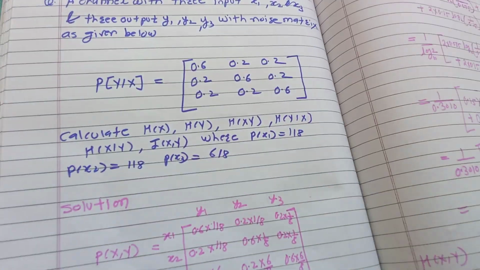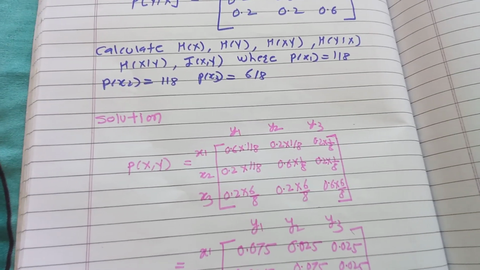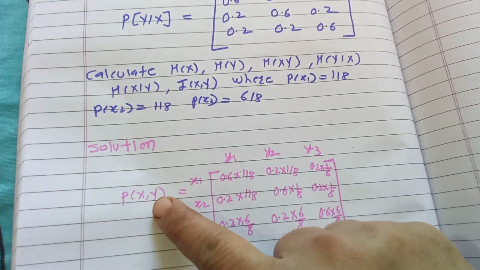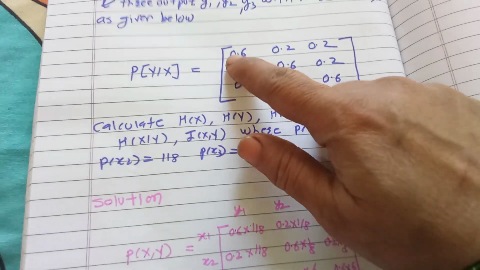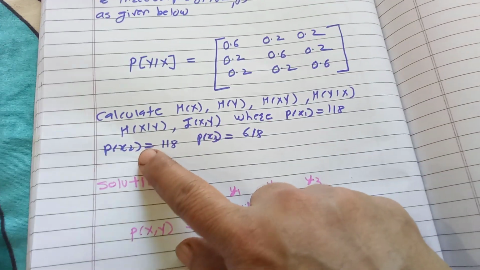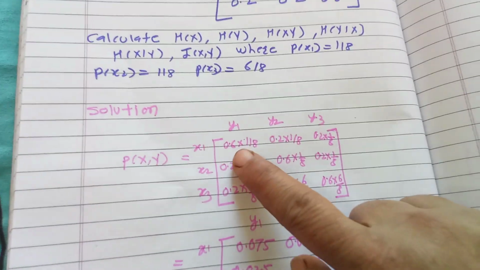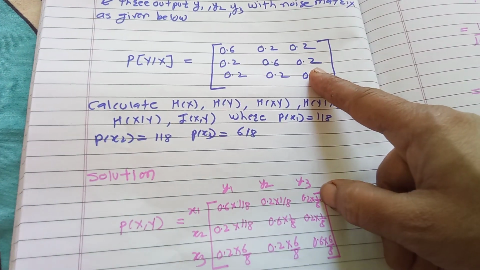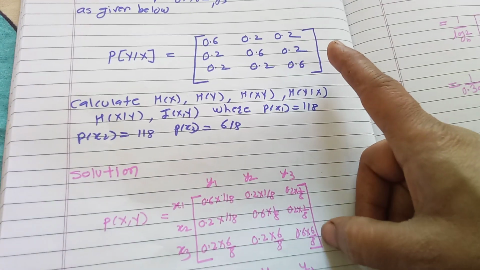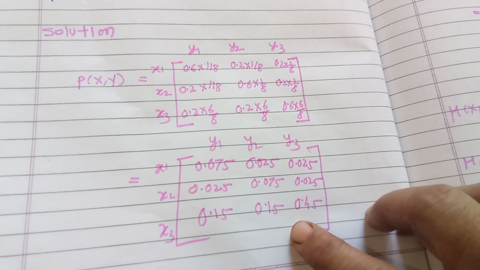So let us move on to our problem. If you want to find H(X,Y), then you need P(X,Y), and you know how to compute P(X,Y). In this channel matrix, multiply the first row with P(x1), the second row with P(x2) and the third row with P(x3). The same is done here. So you got P(X,Y).